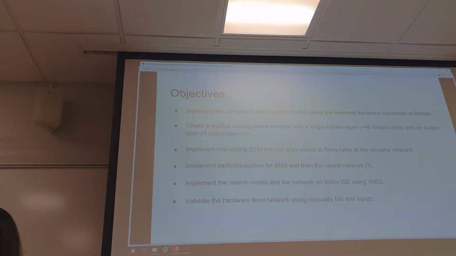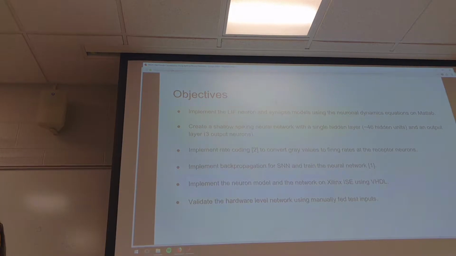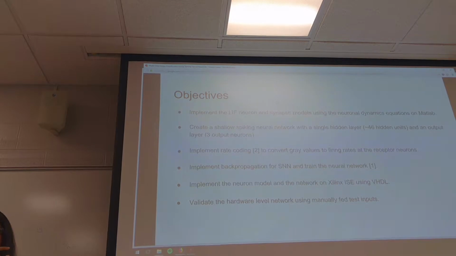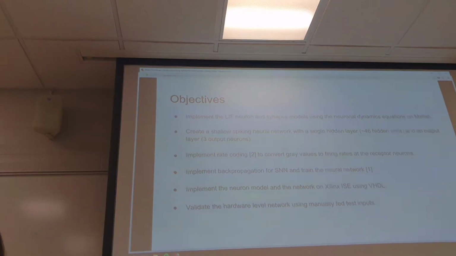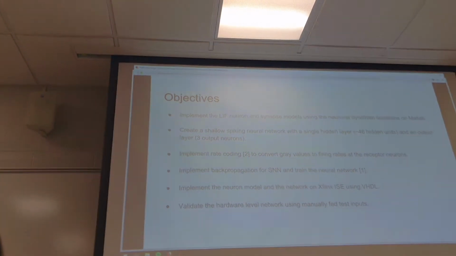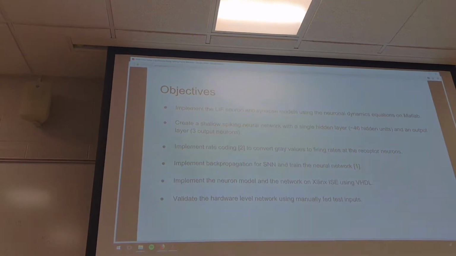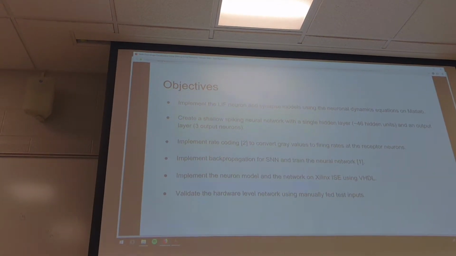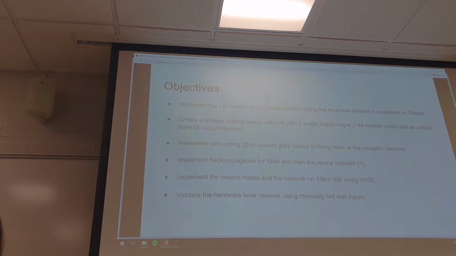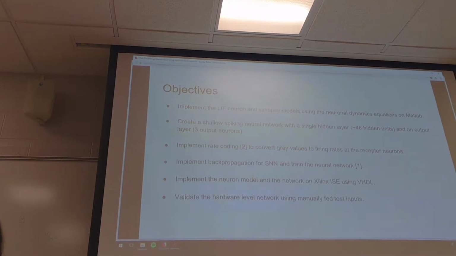Basically, if we take an image, we have input neurons for each pixel. So what we do, in rate coding mechanism, is take the gray value of that particular pixel and convert it to a rate, and that is what will be fed to the neural network. And we'll also be implementing backpropagation for the SNN. The backpropagation part is on MATLAB, whereas after obtaining that model, we'll be verifying or testing using the VHDL code.